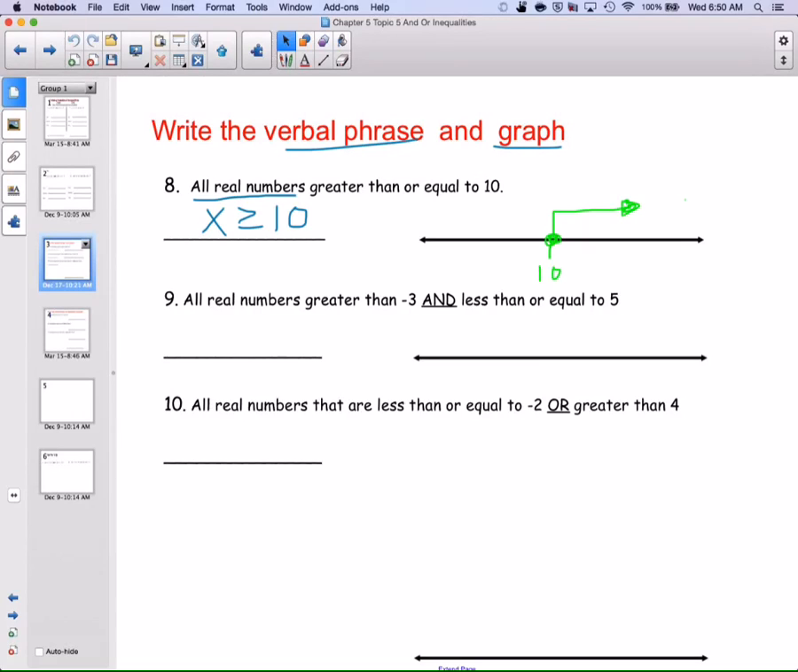Okay, the next one looks like it's an and situation. So all real numbers greater than -3 and less than or equal to 5. Okay, so x is greater than or equal to -3, while at the same time being less than or equal to 5.